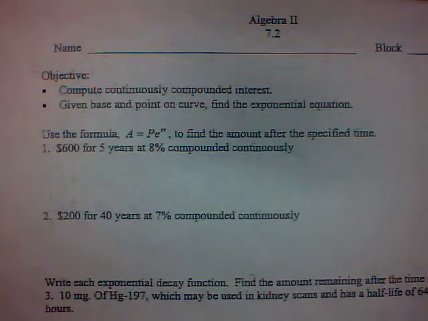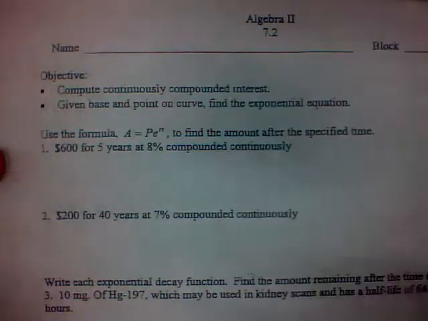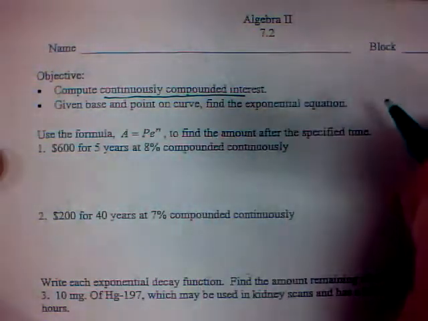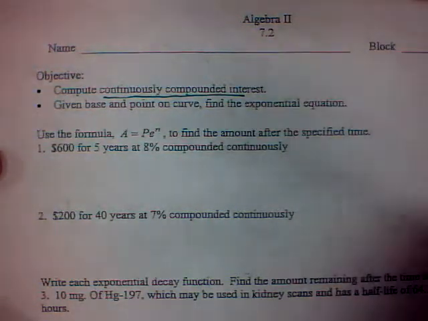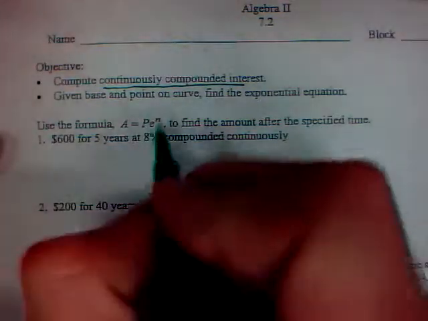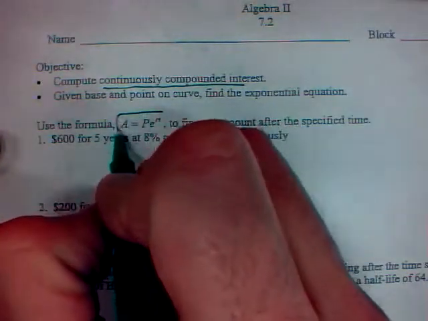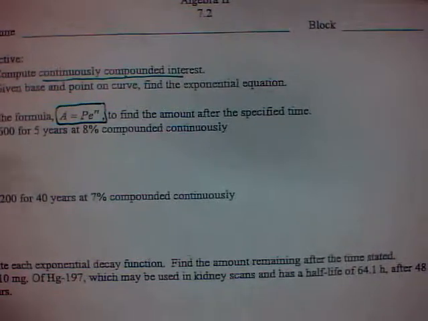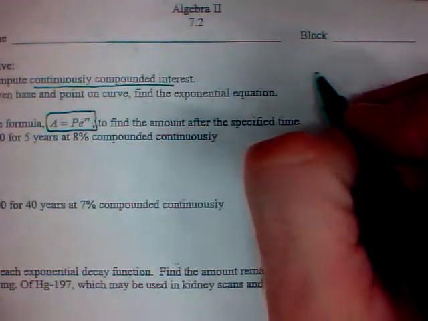Okay, in 7.2 here, we're going to look at some example problems of growth and decay. So continuously compounded interest is an example of a growth function, and that function uses this formula, A equals P times e to the rt power. So let's define what the parts of this are.